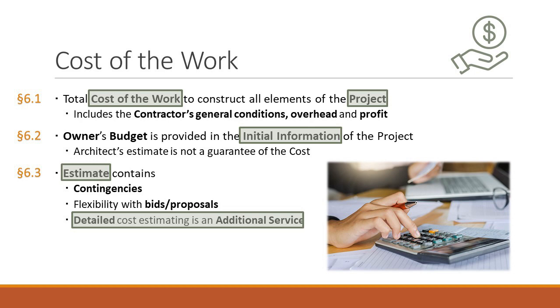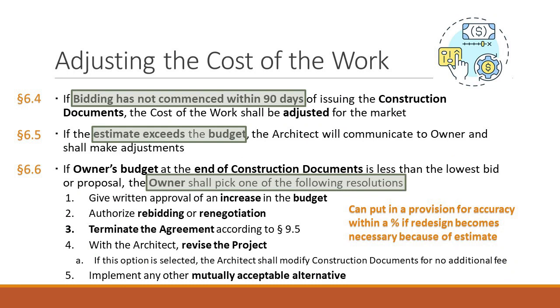Okay, 6.4 and 6.5. And 6.6 is also in how we fixed it. So in 6.4 it says, the bidding negotiation is not commenced within 90 days after the construction documents are submitted. So we go through, we do the design, schematic design, design development, construction documents, and we give them to the owner, and we say, okay, go out to bid. Well, if the owner doesn't go out to bid within 90 days, the architect can come back and adjust the cost of the work budget.